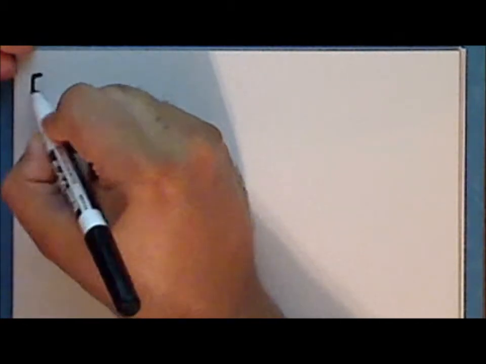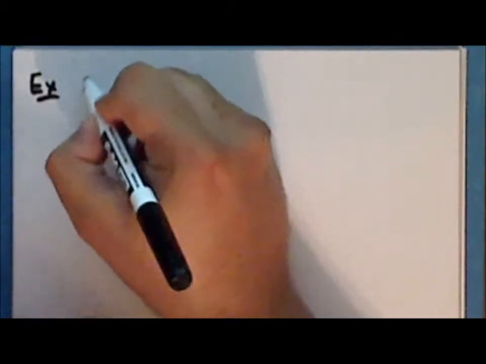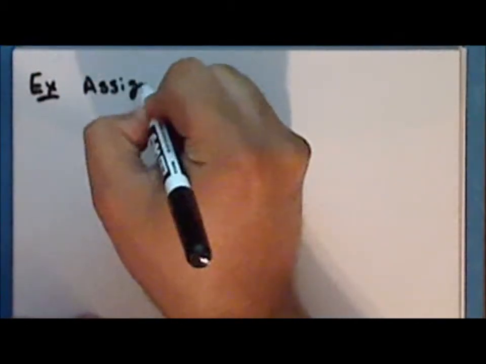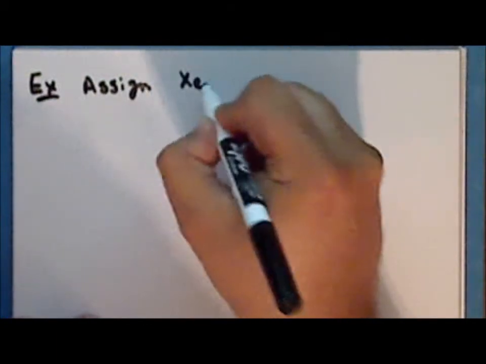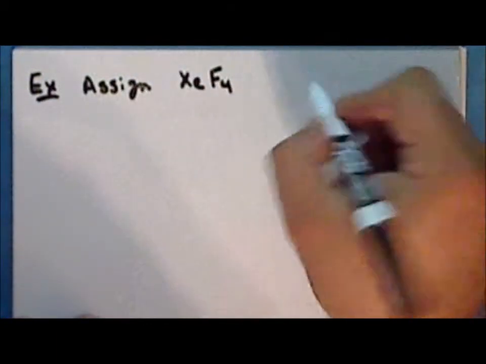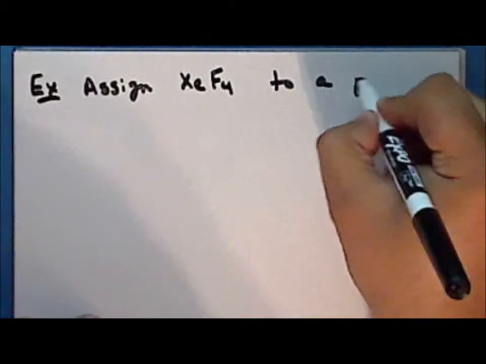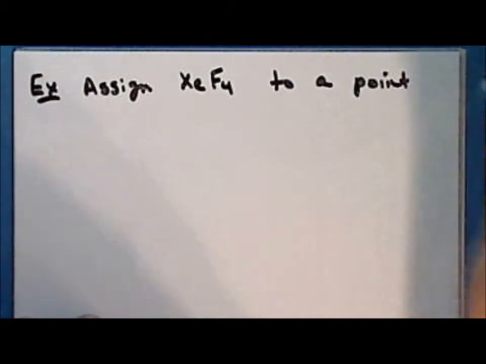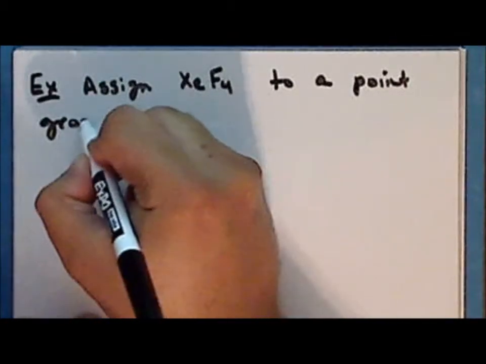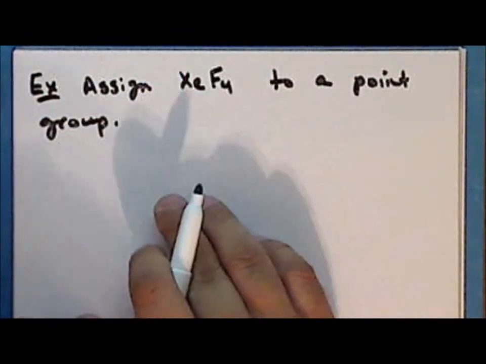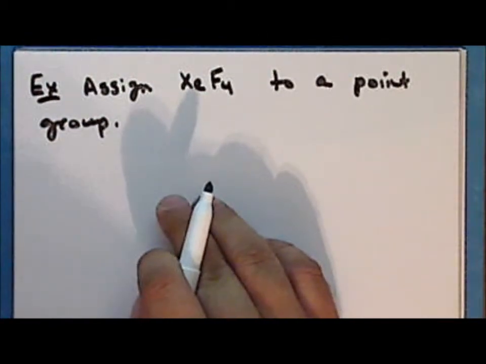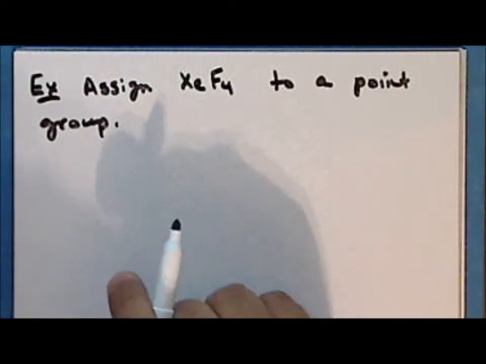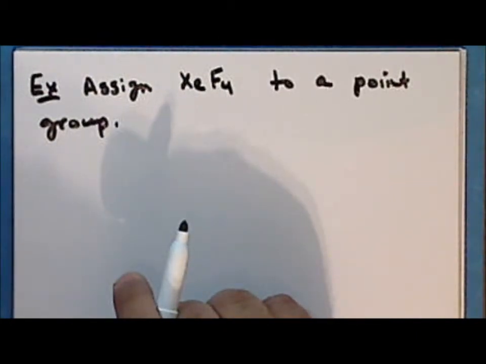So as an exercise, assign the xenon tetrafluoride molecule to a point group. Now, I will also add a link to a very good website that is supported by the National Science Foundation, where you can get as much practice as you like assigning molecules and ions to point groups.